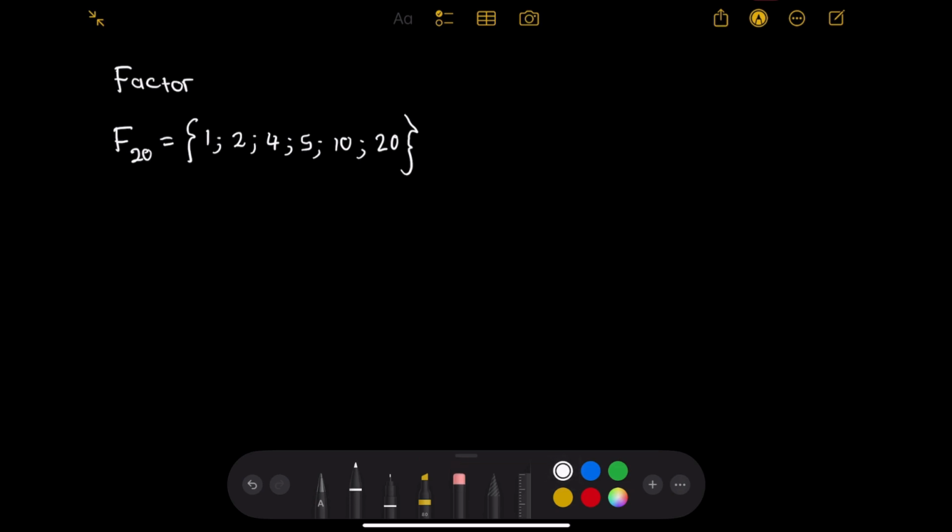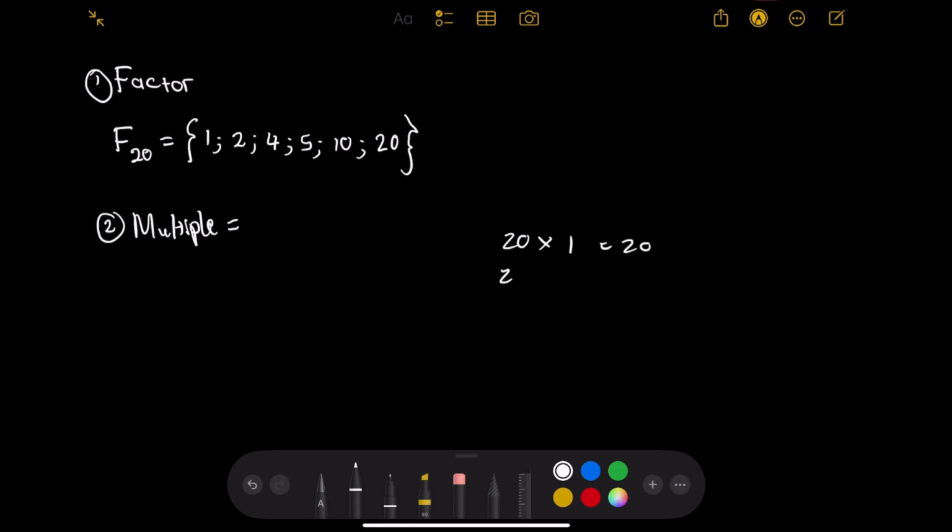So this will be our first term. Then secondly, when we think about the multiple of a number, very simply, the multiples of a number are all of the numbers which that number can divide into without leaving a remainder. So once again, we can think about the number 20.